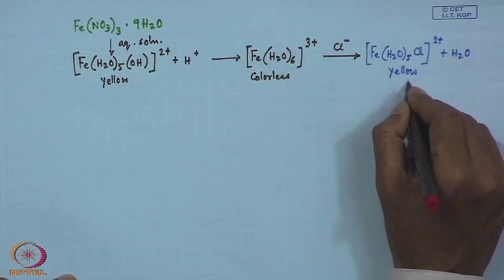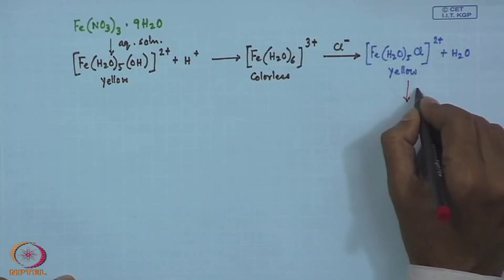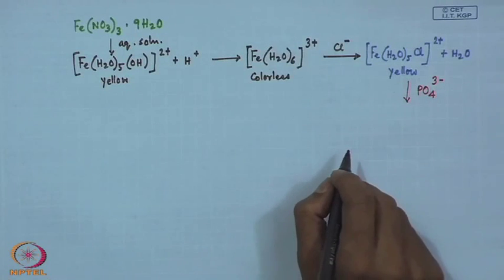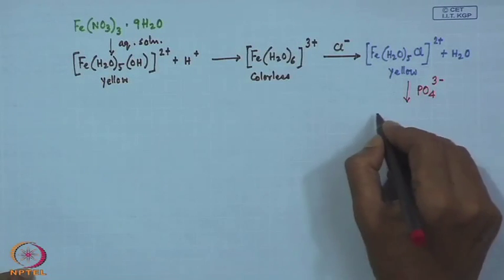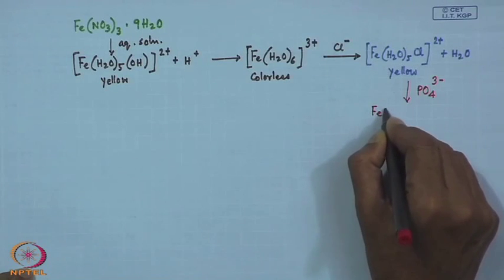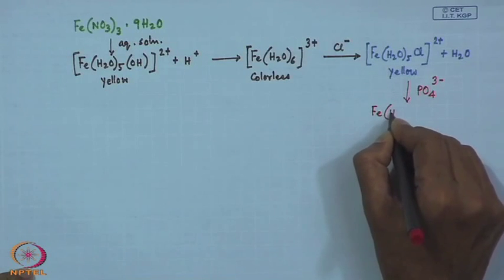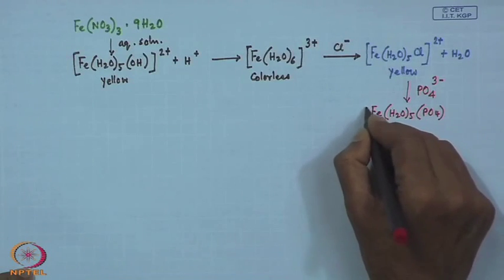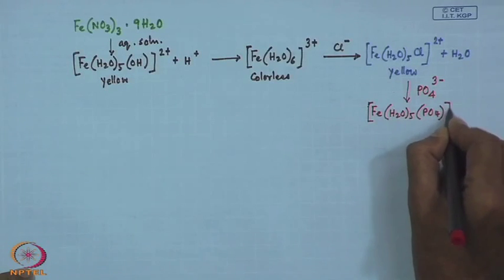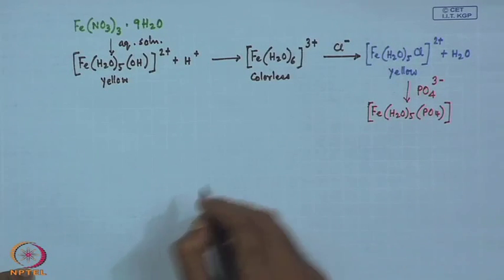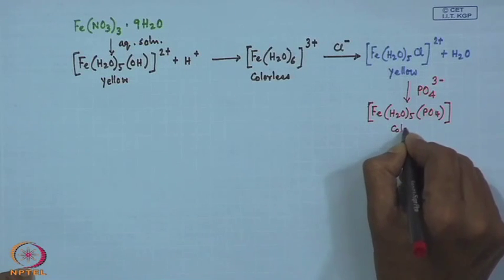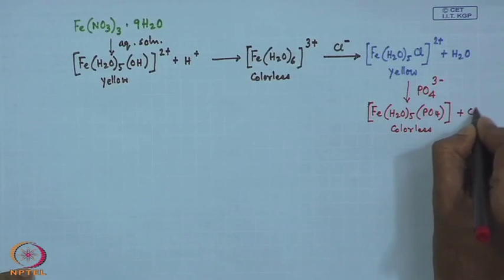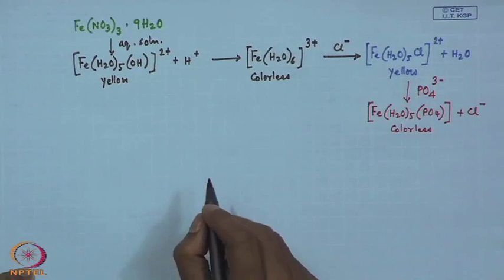Then we can add some other anion which is highly charged, the phosphate anion. So, when phosphate anion is added, we get Fe(H2O)5(PO4) in the electroneutral form of the ferric ion, which is again colorless, plus removal of this chloride ion.